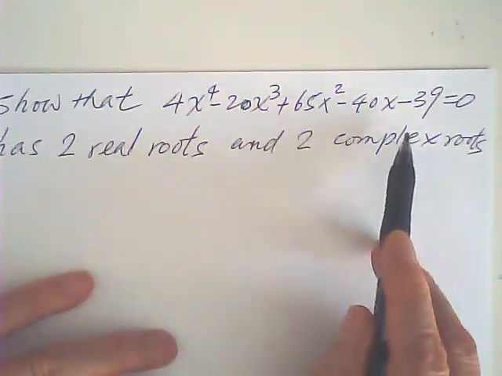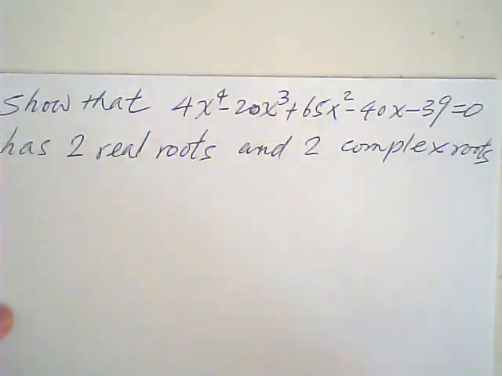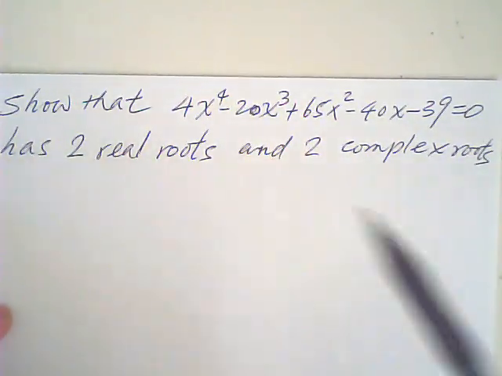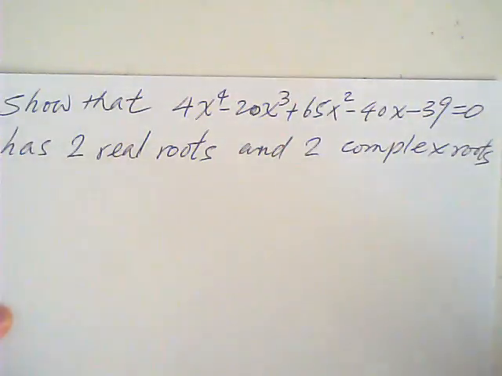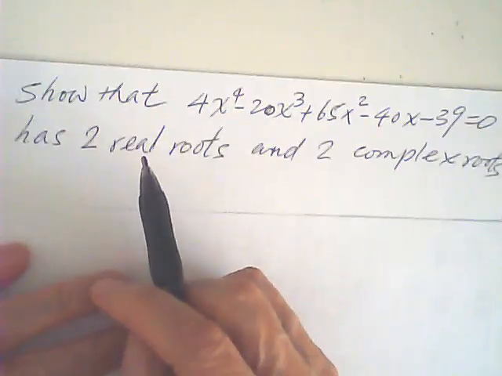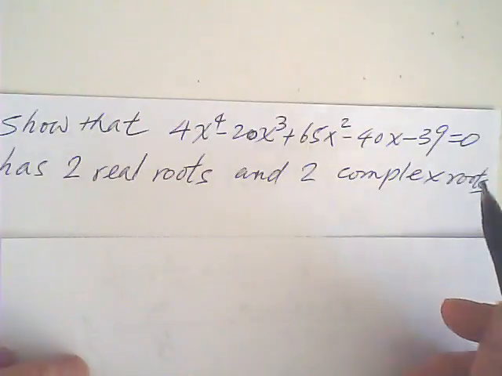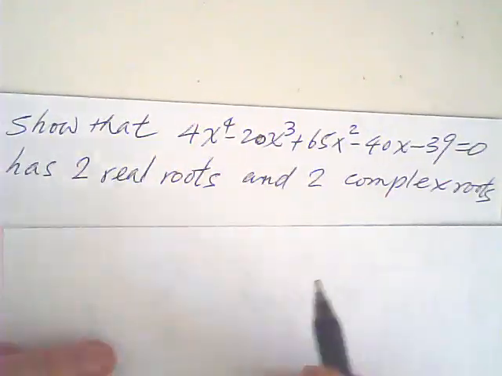We have a quartic equation. Show that this quartic equation has two real roots and two complex roots. And we know that for a fourth-power polynomial equation, it has four roots.